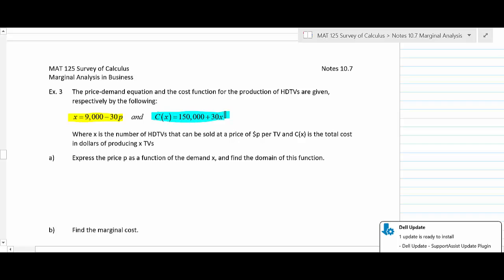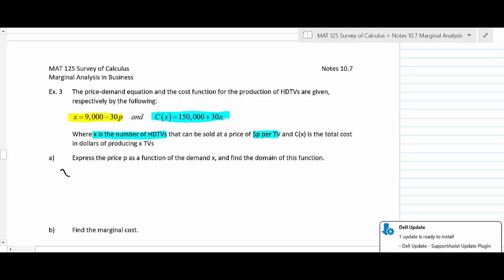It doesn't always have to be that way, but in this case, we're going to look at that. X is the number of high-density, high-definition televisions that you're selling, and your price is P dollars per television. That's the price per television, and then we have a total cost. So first thing we're going to do is take this and express the price P as a function of X.